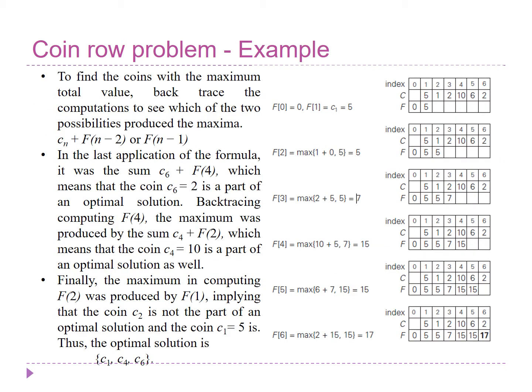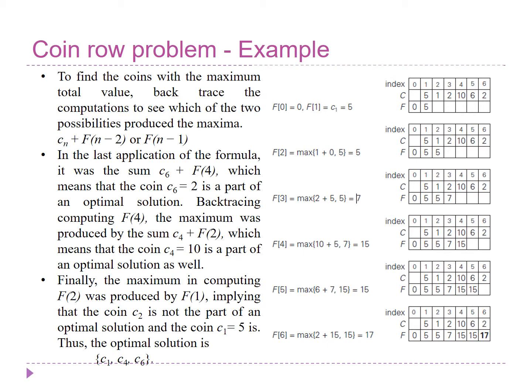Let me illustrate the coin-row problem with an example. In the coin-row problem, the coins are arranged in a row. In this example, the coin arrangement is represented by the array C, which consists of coins with values 5, 1, 2, 10, 6 and 2 occupying subsequent indexes of array C and which are represented in these tables.